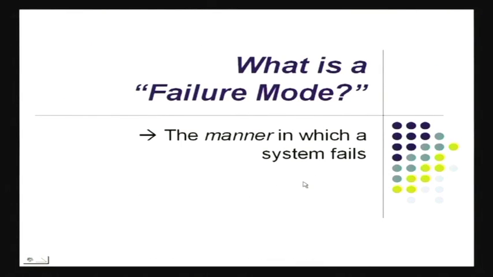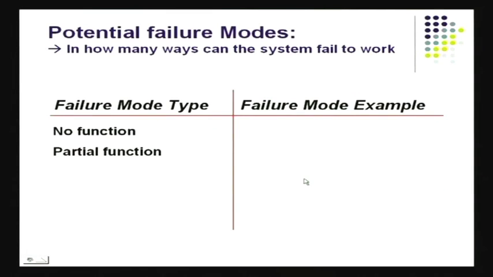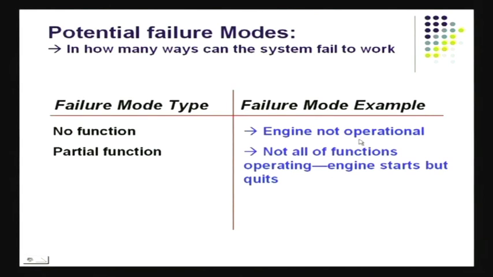Let's try to see the manner in which a system fails. What exactly is the failure mode? Let's take a look at an example. In how many ways can a vehicle stop functioning? Engine is not working. Or not all functions of the engine start, but it quits, so not all functions are properly working. These could be the different manners, different ways by which a vehicle would have difficulty getting going.